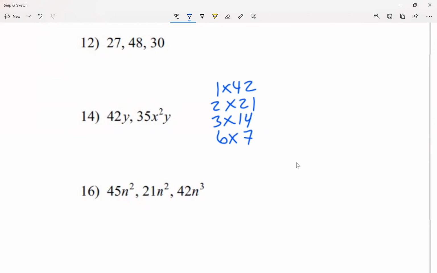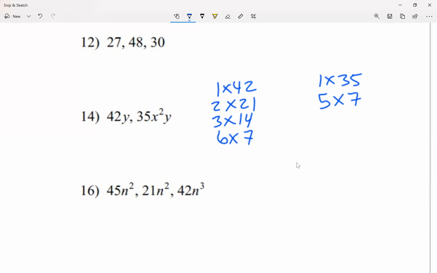Now, 35. Let me find my factors of 35. 1 times 35. 2 is not a factor, unless I go 2 times 17.5, but we're not going to use decimals. 3 is not a factor. 4, nope, it's not a factor of 35. 5 times 7. And that's it. Those are my factors of 35.